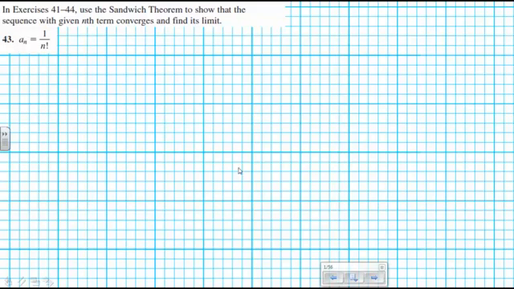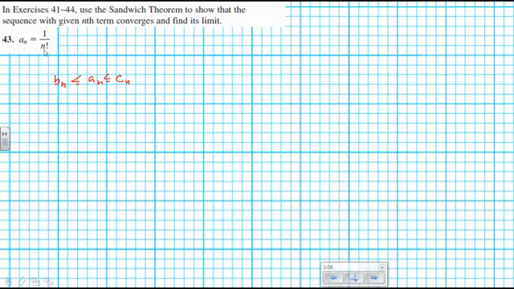Here's number 43 from section 8.1. We're asked to use the sandwich theorem, meaning that we need to find two sequences, let's call it a B sequence and a C sequence, in which the A sequence sits between.